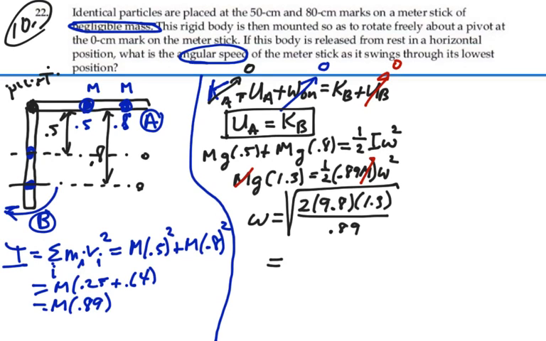So what do we get for that? 2 times 9.8 times 1.3 divided by 0.89, square root. I get 5.35 radians per second. So that is our angular speed at the lowest position. 5.35 radians per second, the angular speed at the lowest position.